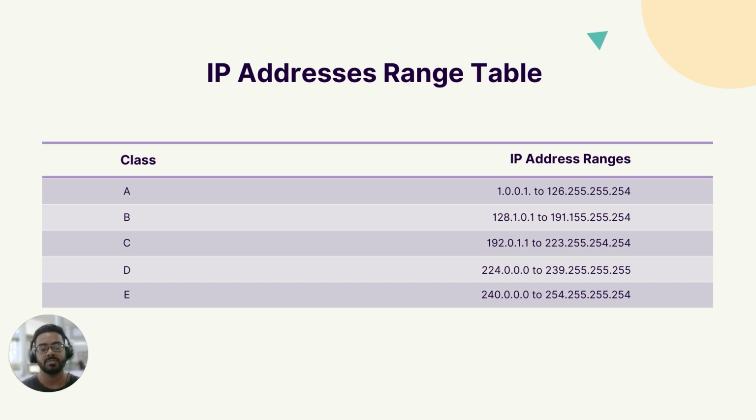So let's chat a bit about each class, and let's start with class A. From the table in front of you, you'll see that there are 126 class A networks. These networks consist of over 16 million possible IP addresses that can be assigned to devices and computers. This type of allocation is generally given to very large networks, such as multinational companies.